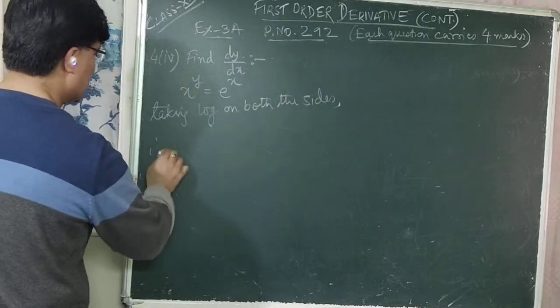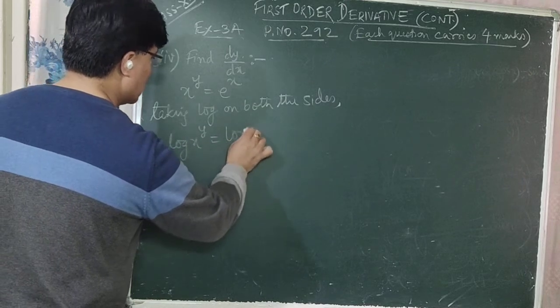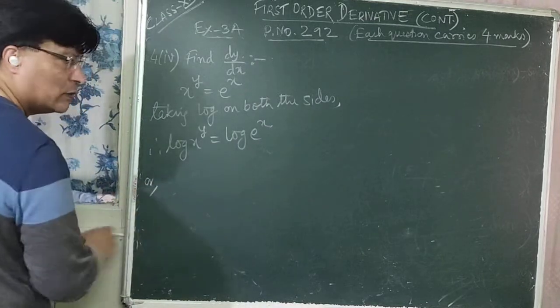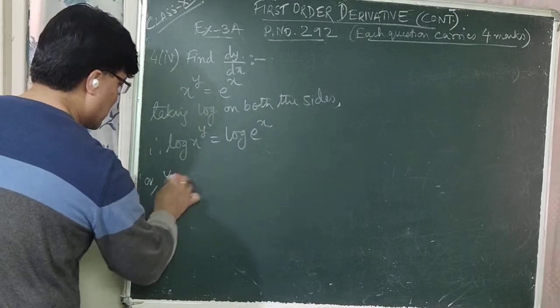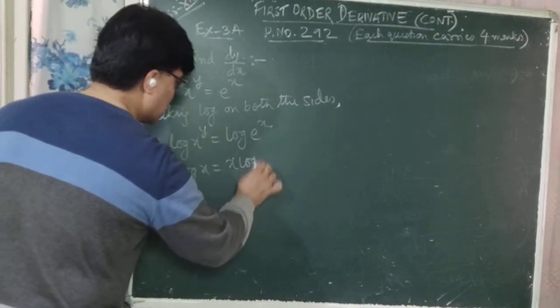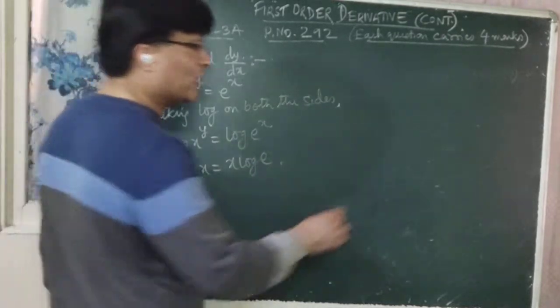So what do we get? Log x to the power y is equal to log e to the power x. Now, because of this log, powers become the coefficient. That is, y log x is equal to x log e. Right? So you know that what is the value for log e?